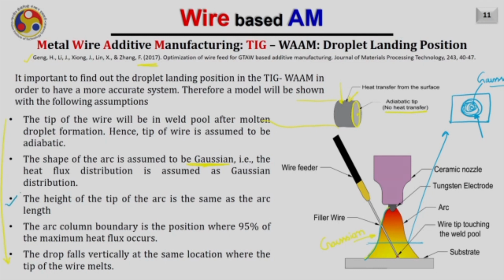The next assumption is that the height of the tip of the arc is the same as the arc length. So this is the arc length and this is going to be assumed as the height of the tip of the arc. The arc column boundary is positioned where 90% of the maximum heat flux occurs. As we have assumed this profile to be Gaussian, we assume that its radius is where 90% of its height is reduced. So if this height is L, we will find the position H where H equals 0.05 times L.